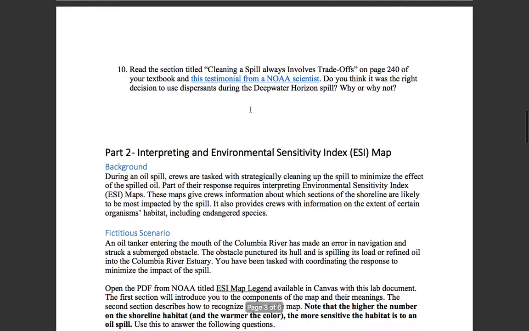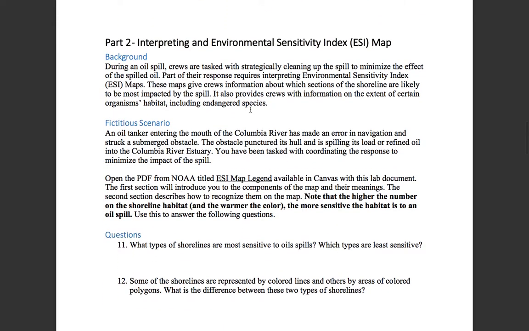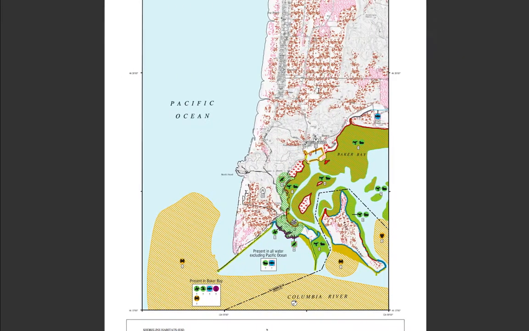And then when we get to part two, we are going to pretend that there was an oil spill in the Columbia River estuary, and we're also going to pretend that you are in charge of leading a team to clean up that spill. And so, to strategically clean up that oil that is dumping into the estuary, you're going to use something called an environmental sensitivity index map. And basically, what this map does, it looks like this.